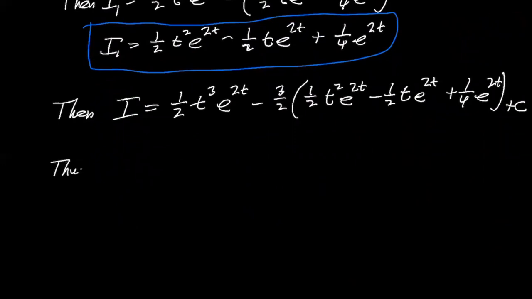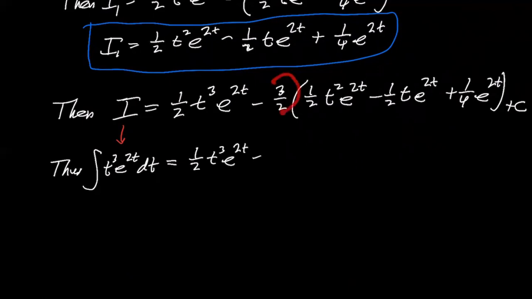So then, thus, let me just write this again. The integral of t cubed e to the 2t. That was our original I. That is what this is. Equals 1/2 t cubed e to the 2t minus 3/2 times 1/2. That's 3/4. 3/4 t squared e to the 2t minus minus. So we get plus, and then 3/2 times 1/2 is 3/4.